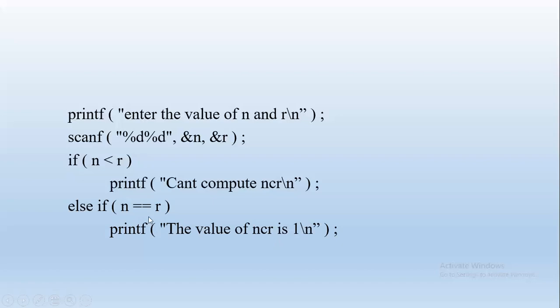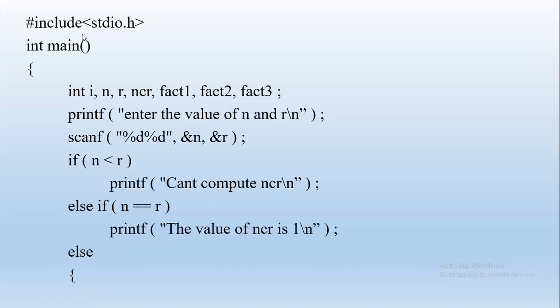Now the other left out case is if n is greater than r. In that case, we have to use the formula in the else part. We will see that in the next slide. Now in this, we are declaring some variables. We have one loop, so i is one variable, n and r are the inputs, NCR is the variable for output. Say we want to store factorial of n, factorial of r, and factorial of n minus r. We need 3 variables, so we are declaring fact1, fact2 and fact3. And as usual, we have the header file and the main function.